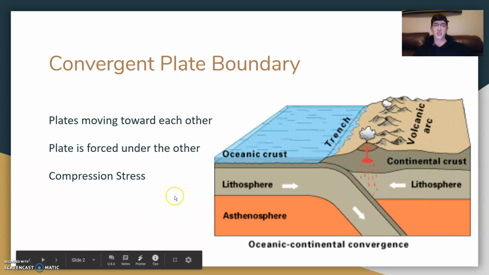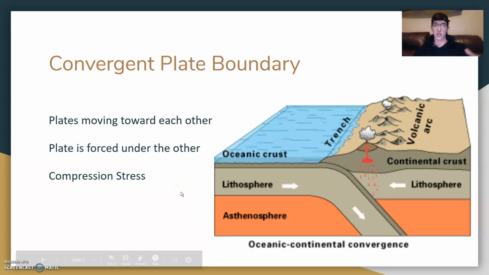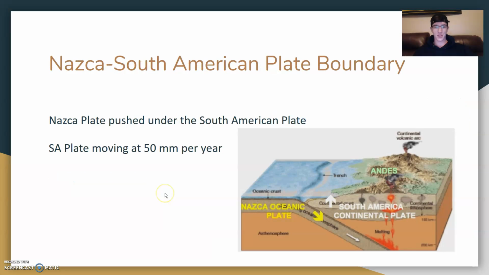And the type of stress here is going to be compression stress. With the two moving towards each other, they're going to be compressing and pushing on each other until eventually it's going to pop. We'll get into that later.